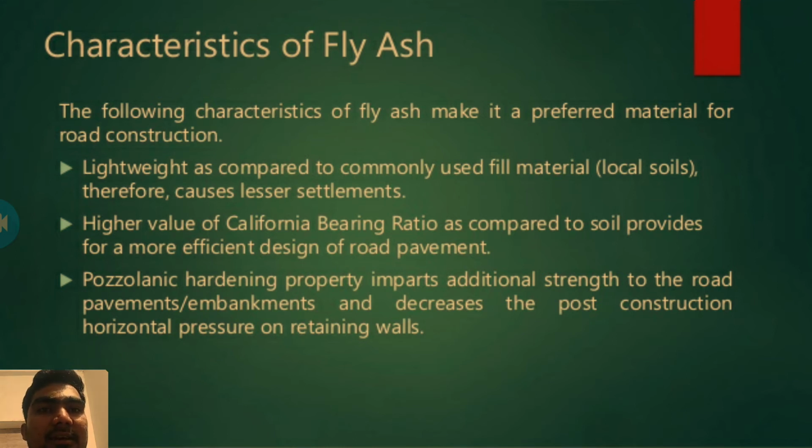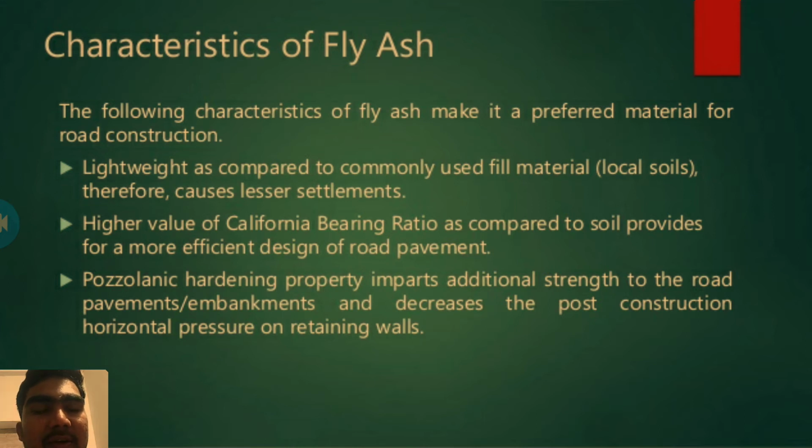Here the characteristics of fly ash are given. Firstly, it is lightweight compared to commonly used fill material like natural soil and local soil. Therefore it causes less settlement, and less settlement is preferred. Higher CBR value compared to soil provides a more efficient design for the road pavement. Pozzolanic hardening property imparts additional strength to road pavement and embankment and decreases post-construction horizontal pressure on retaining walls.